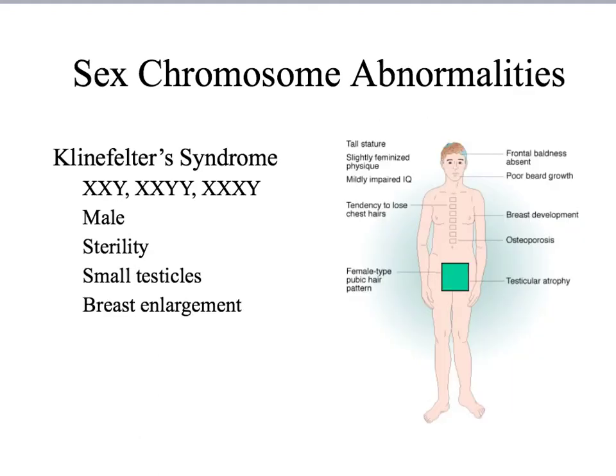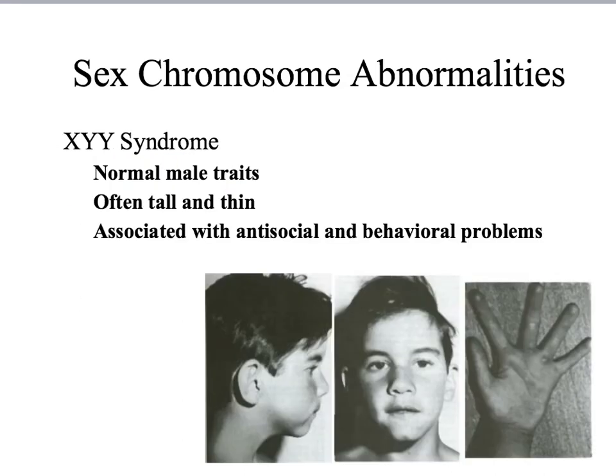Klinefelter's. Okay, you'll see with Klinefelter's, it always has this Y, so it's got to be a boy, but they have extra X's. They're generally sterile, with small testicles and breast enlargement. A lot of these people do end up in jail, unfortunately, because they end up being very aggressive. Sex chromosome, here we have double Ys as well. This is really more associated with antisocial and behavioral problems.